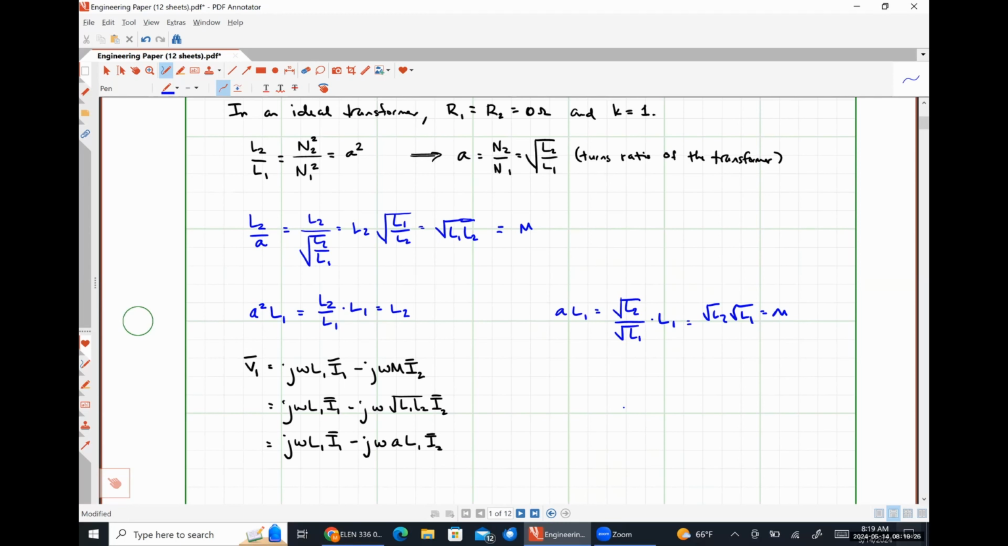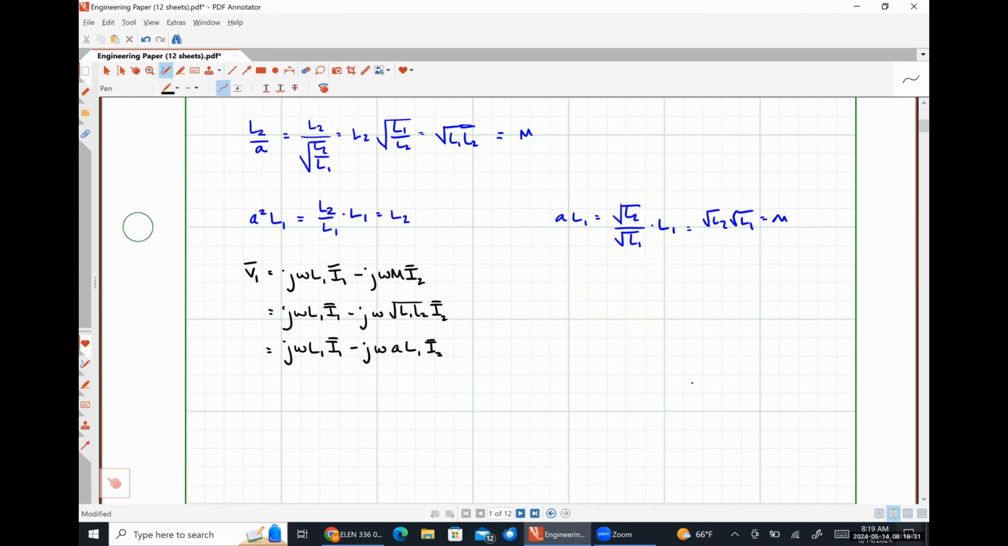But anyway, what we could do here, we now can see, I hope pretty easily, that there is a common factor of j omega L1 on both of these terms. So we could take that out. So we would have j omega L1 times I1 minus A I2. Anybody got any beef with that? All right.